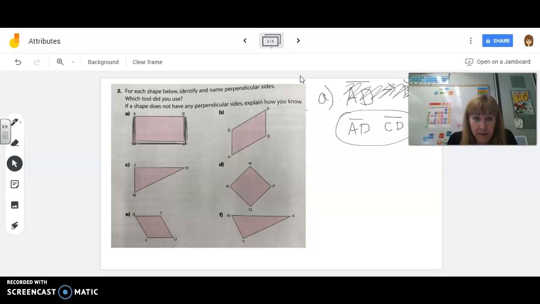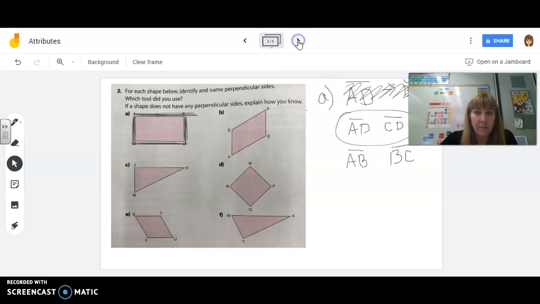Are there other lines that are perpendicular? Okay, line AB, so this one, and perpendicular to that, so at a 90-degree angle, would be, I could use BC. So that one is perpendicular. Okay, so give that one a try.